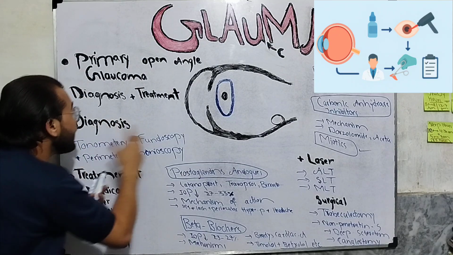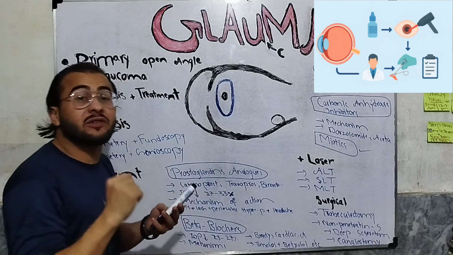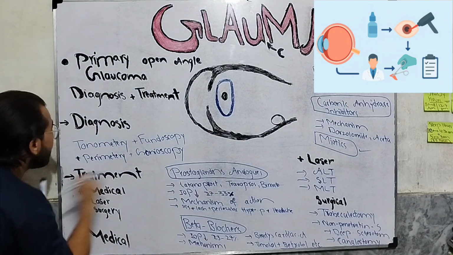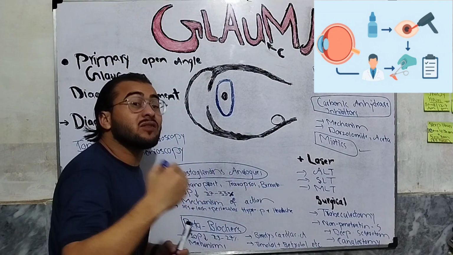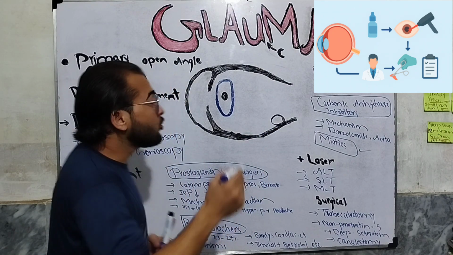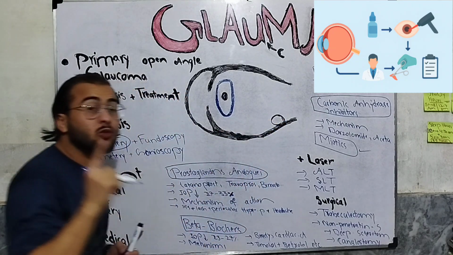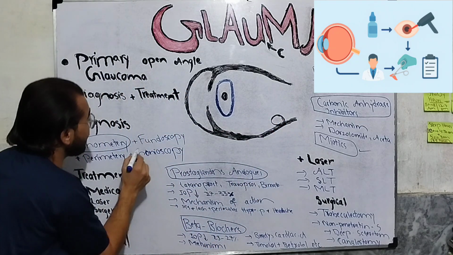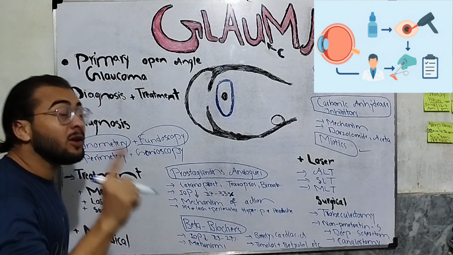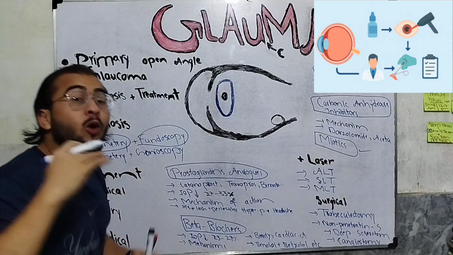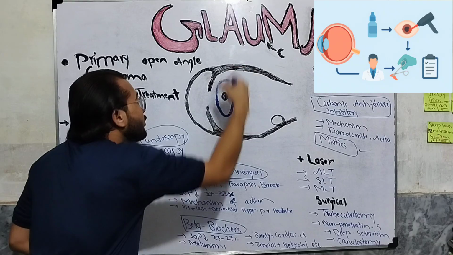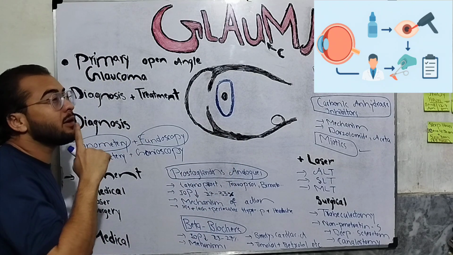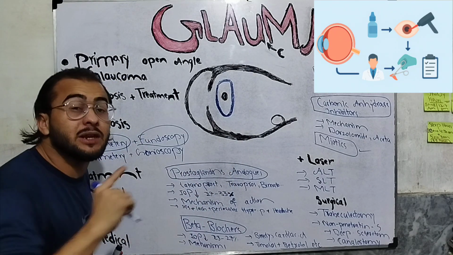So we will measure the intraocular pressure with a tonometer. This is called tonometry. There were optic disc changes, so we will analyze the optic disc with a fundoscope. This is called fundoscopy. There were visual field defects, so in order to measure them, we will use a perimeter.